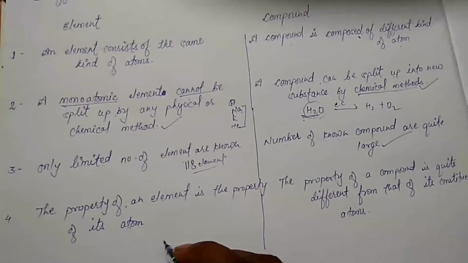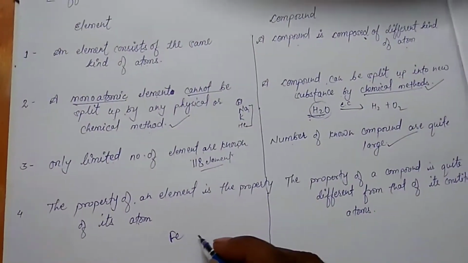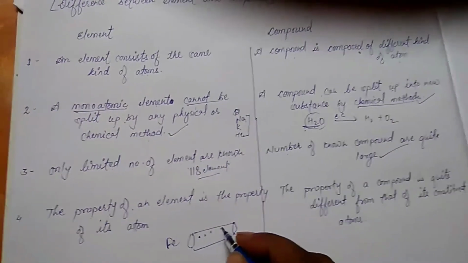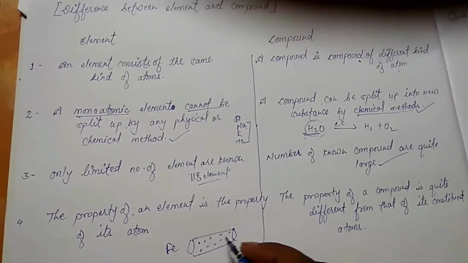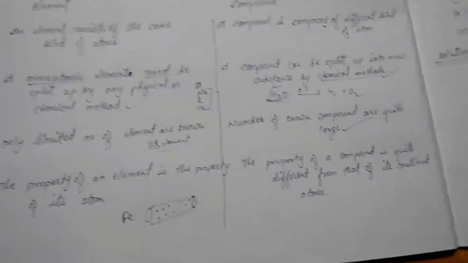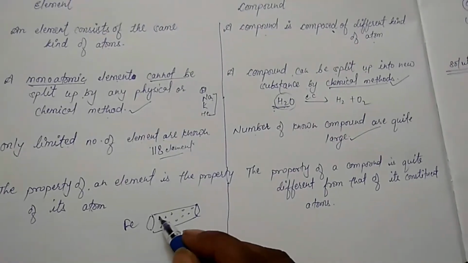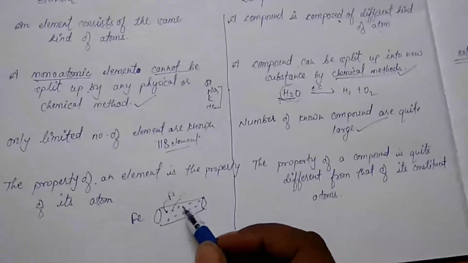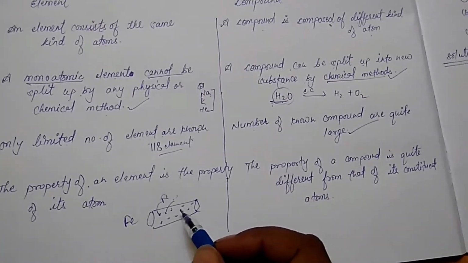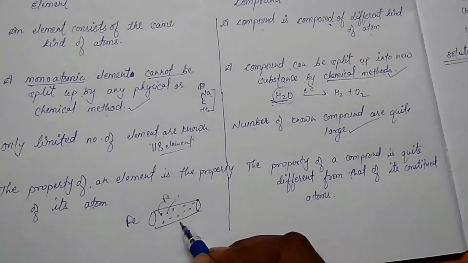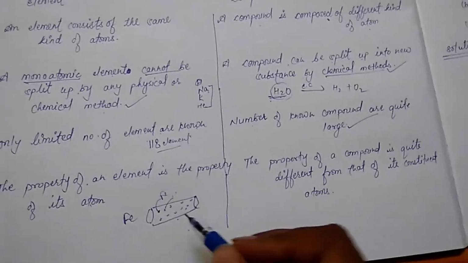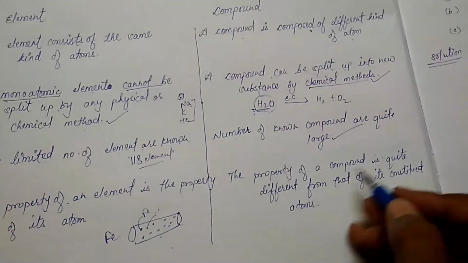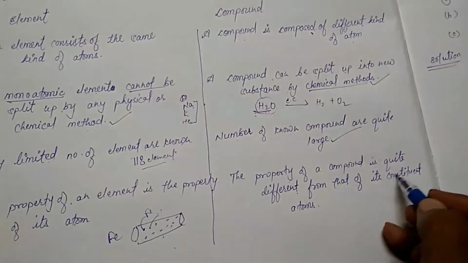Fourth, the property of an element is the property of its atom. For example, suppose this is iron. When we take iron, children, all its particles contain the property of iron. Clear? For example, suppose this is iron and its particles, this is also iron, this is also, meaning all particles attract when a magnet is brought near them. Clear children?